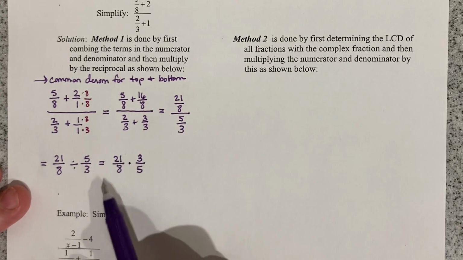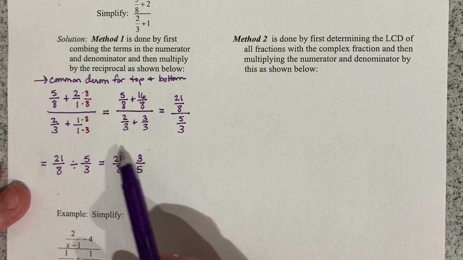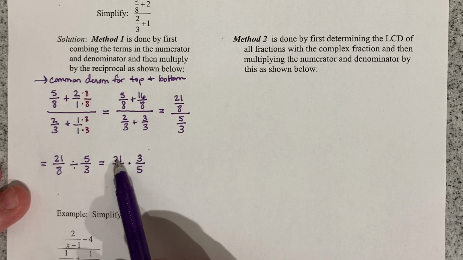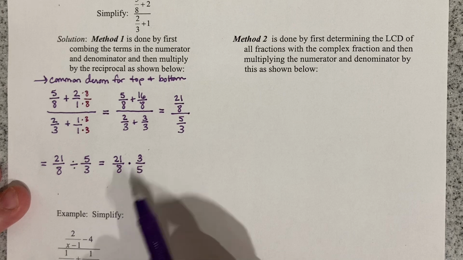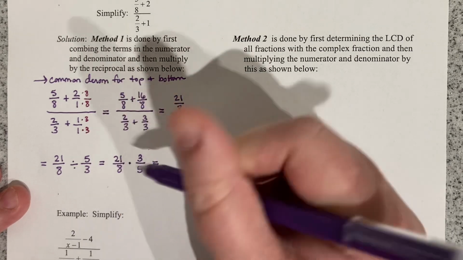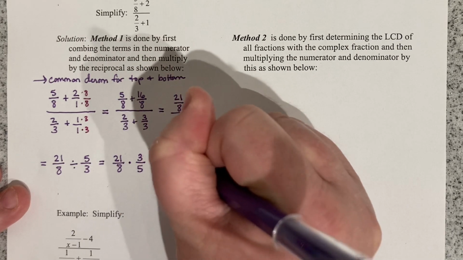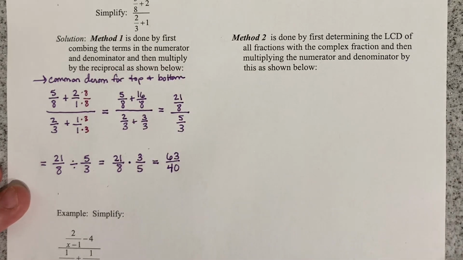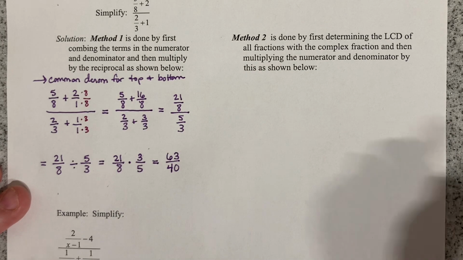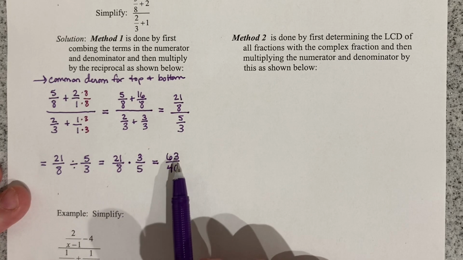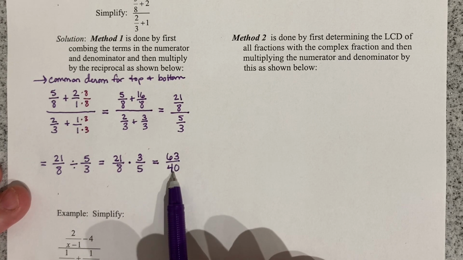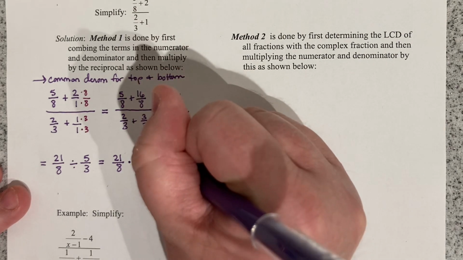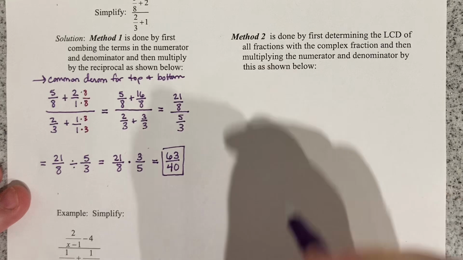Now this is also where we should look to see if there's any factors that can cancel. And no, 3 goes into 21, but they're not on opposite sides. So we're just gonna multiply the top. 21 times 3 is 63, and multiply the bottom. 8 times 5 is 40. Then we could look for common factors. 63 is 7 times 9, but 7 and 9 don't go into 40, so I think that's it for that one. So that's method 1.